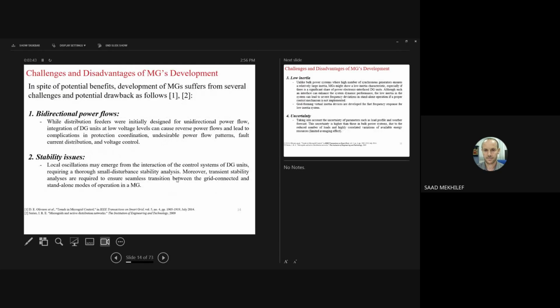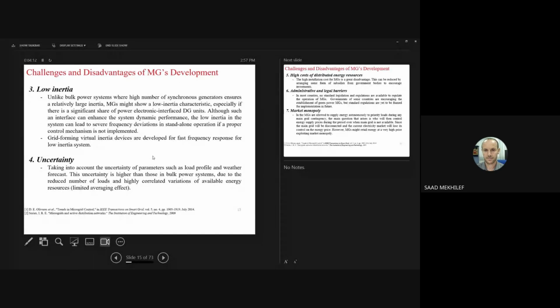This is in terms of technical capabilities. I think yesterday we also discussed some of these issues, which is the bidirectional power flow. So for all these microgrids, especially a hybrid, you have bidirectional power flow, which has to work. Sometimes we have local oscillations which emerge within the units of the microgrid. Disadvantages: low inertia, because it is mainly dependent on renewables, so it has low inertia.